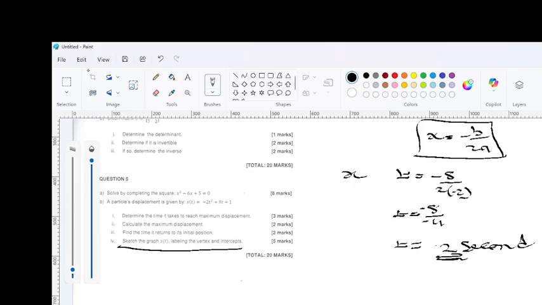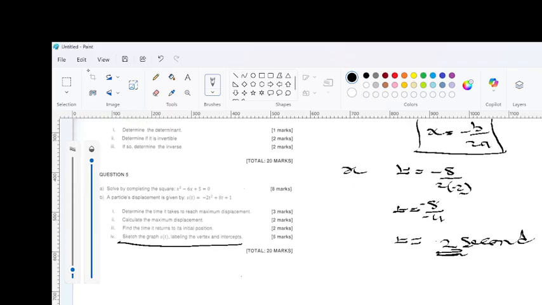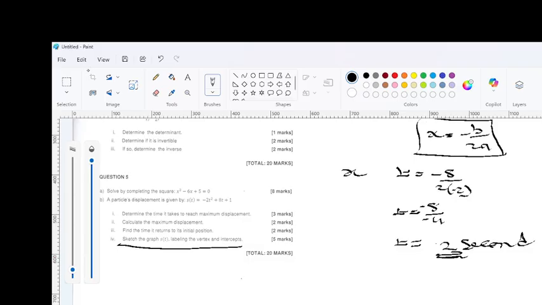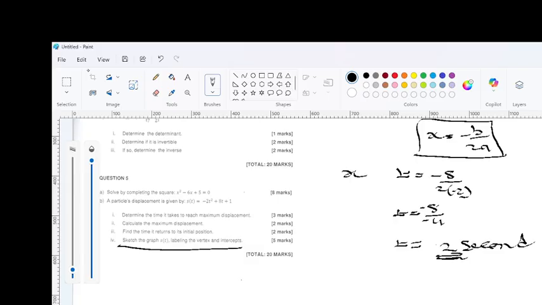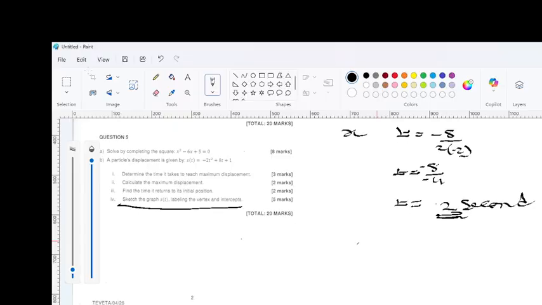Then we move to the question to calculate the maximum displacement. So how do you calculate the maximum displacement? We know the time it takes to reach the maximum displacement. We know that. Now calculate the maximum displacement. Just substitute.